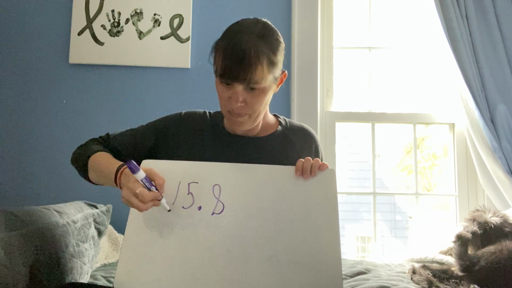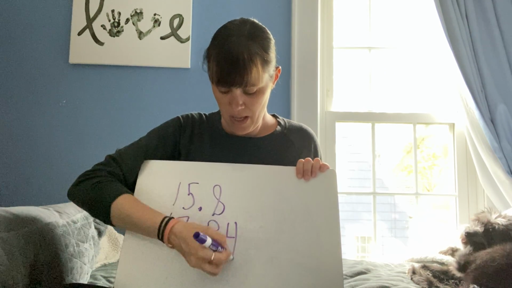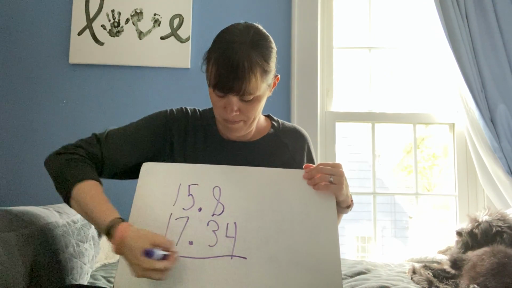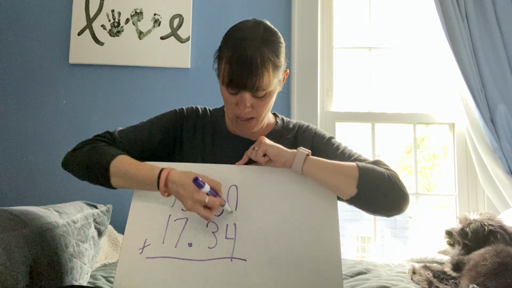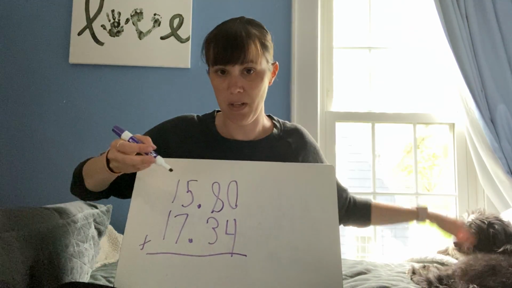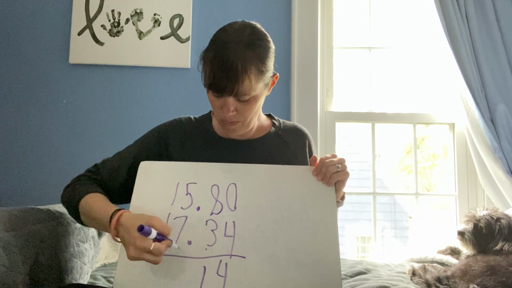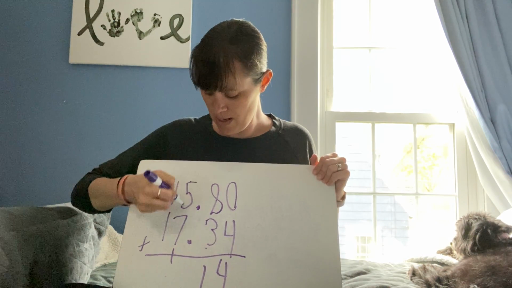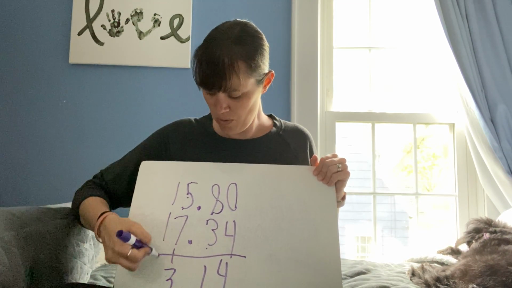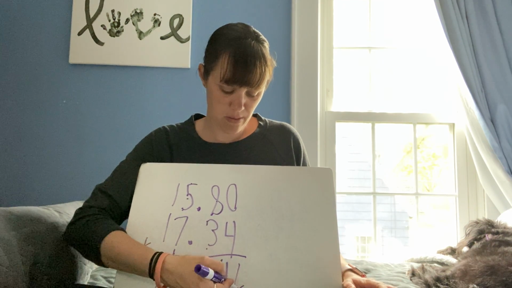15.8. And then we have 17.34. Again, if you don't line up your decimals, you will be wrong every single time. We are adding. Now, 8/10 is the same as 80 hundredths, so we can do that. Hopefully I wrote down the right numbers this time. 4, 8, 9, 10, 11. Regroup the 1, put your decimal. 7, 8, 9, 10, 11, 12, 13. Regroup the 1. There we go. Oh, don't forget to label kilometers.